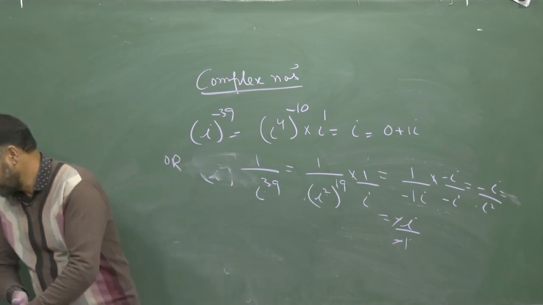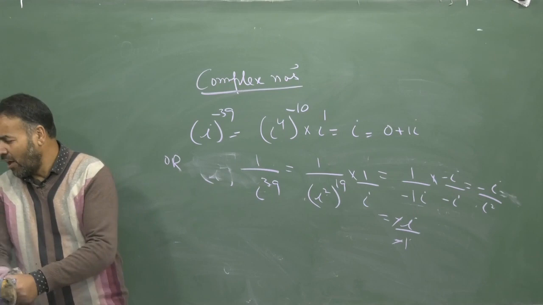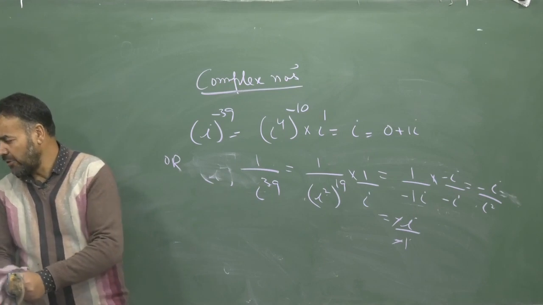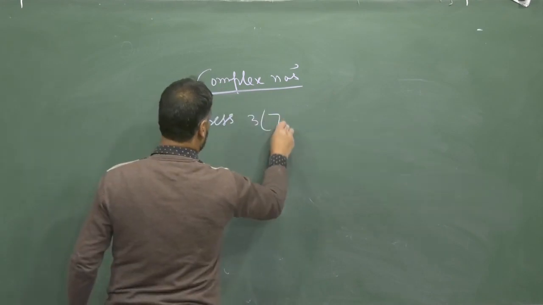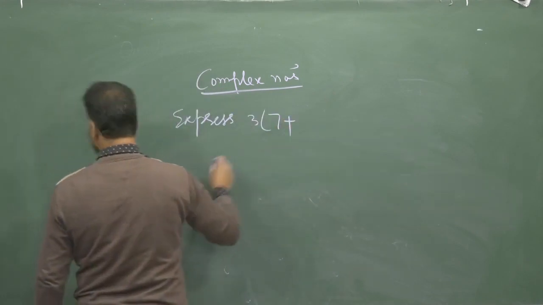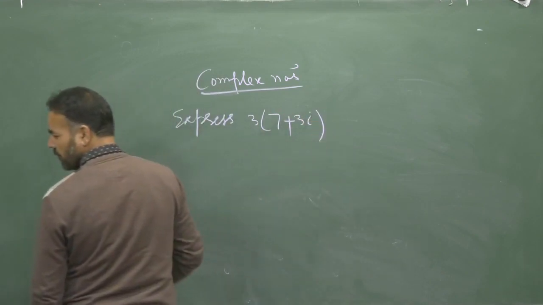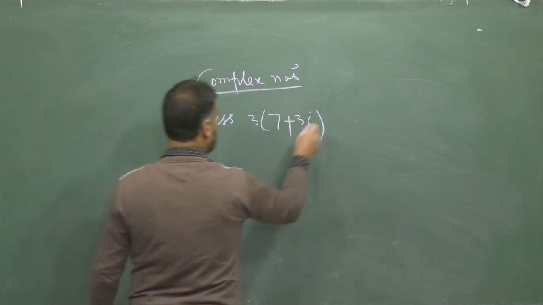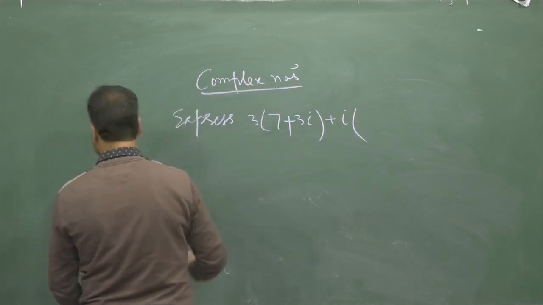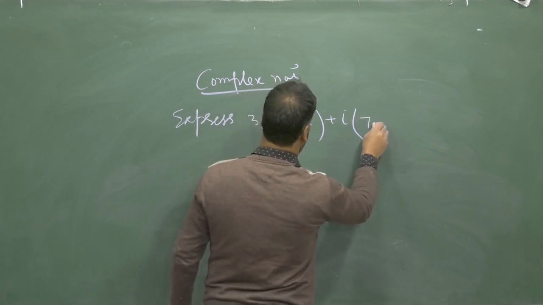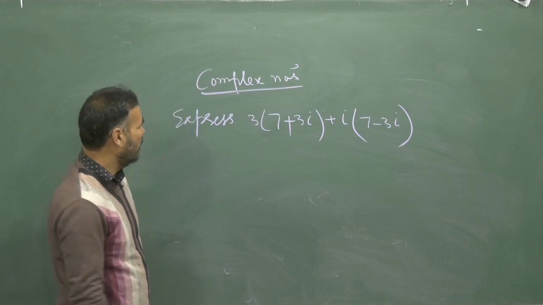So you can take iota raised power 4 into consideration, or you can take iota square also into consideration. Now express 3 into (7 plus 7 iota)... in the form of a plus iota b: (7 plus 3 iota) plus iota into (7 minus 3 iota), in the form of a plus iota b.